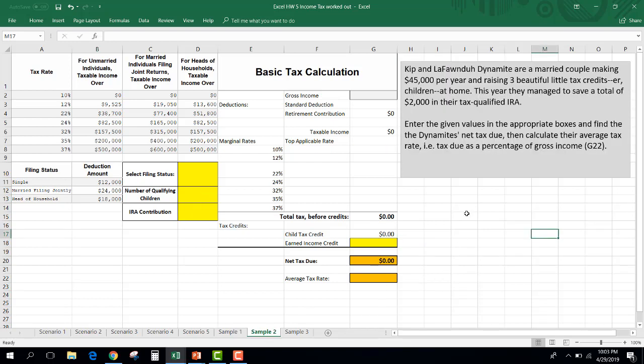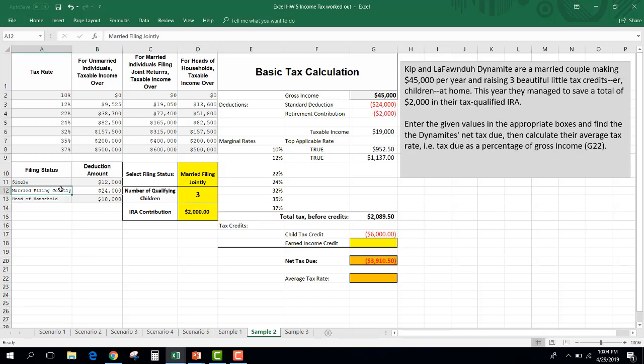I've got a family situation this time, and a little bit more complicated tax setup. So we've got Kip and LaFonda Dynamite, a married couple making $45,000 per year and raising 3 beautiful little tax credits, children at home. This year they managed to save a total of $2,000 in their tax-qualified IRA. Okay, so let's start with their gross income, $45,000. And then we have to select filing status. They're a married couple, so they're most likely going to be married filing jointly. They have 3 beautiful little tax credits, so that's going to be 3 qualifying children we'll enter here. And then finally, they're going to save $2,000 into their IRA.